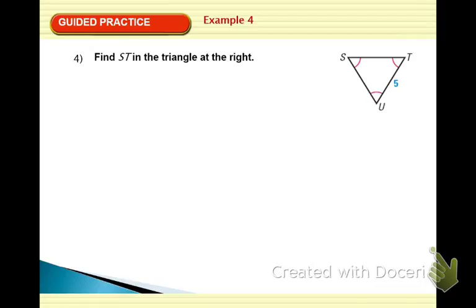Find ST in the triangle at the right. What would ST be? Abby, 5. How'd you know that? Because P is 5 and all the sides are congruent. Right. This is equiangular. All the angles are the same, so that tells us that all the sides are the same. If all the angles are the same, all the sides are the same. So that means that if one side is 5, the rest of them are 5. So ST would be 5.